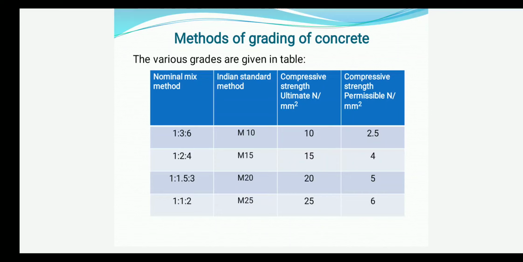Similarly, for M20 concrete, the ratio is 1:1.5:3. Ultimate compressive strength is 20 and permissible compressive strength is 5. And for M25 grade of concrete in Indian Standard, the equivalent proportion in nominal mix is 1:1:2, and the ultimate compressive strength is 25 and the permissible compressive strength is 6 Newton per mm square.